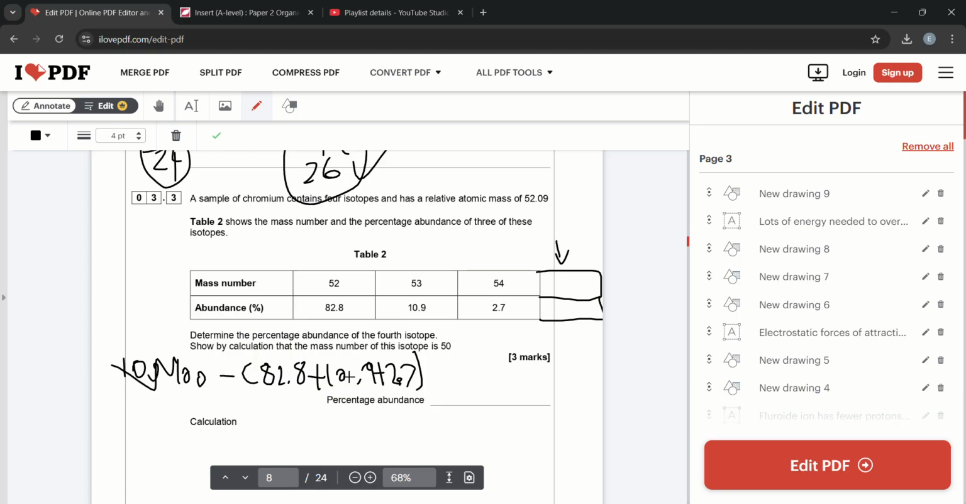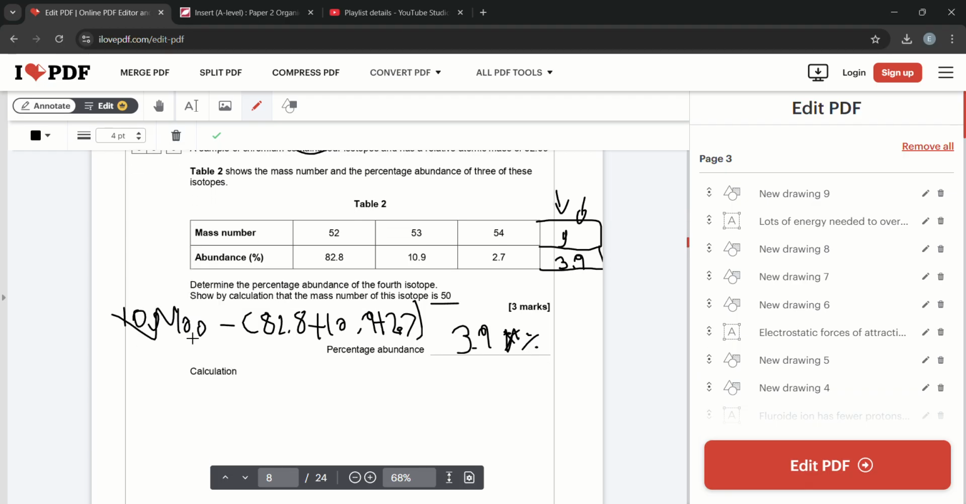100 minus 80.8 plus 10.9 plus 2.7, 3.9 percent. So we know this is 3.9. Now what we don't know is the mass number. We're trying to show the mass number is 50. So we're going to treat it as y for now.